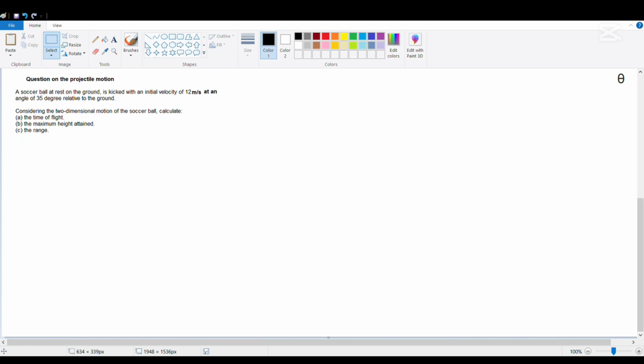Hi guys, let's do the question on projectile motion. This question has been taken from AP Physics 1, but I will make sure you understand the concept for the British curriculum and IB Physics as well.